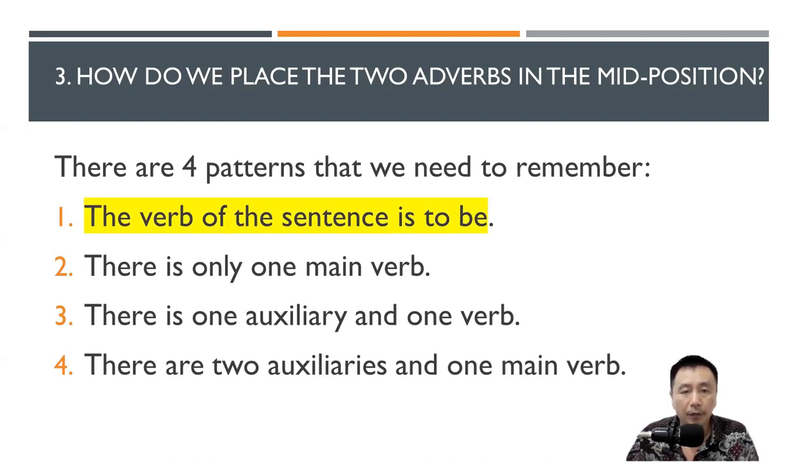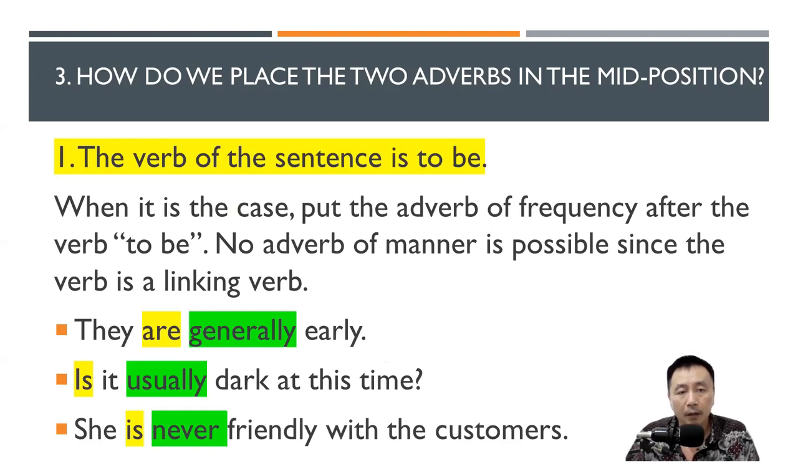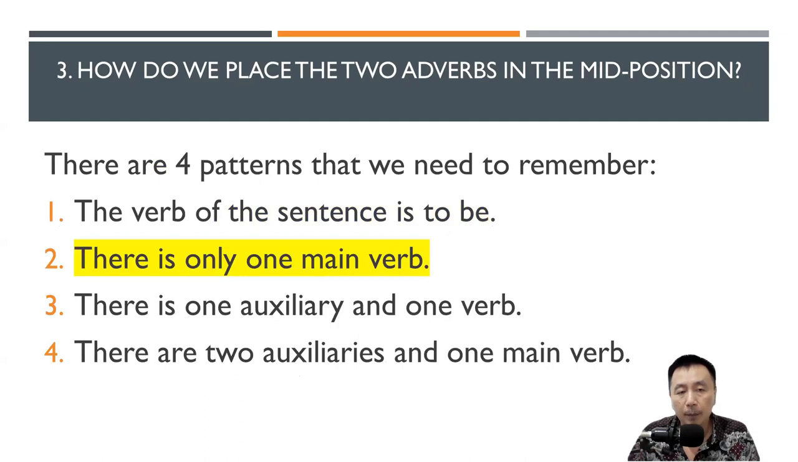Now let's see this one. What about if the verb of the sentence is to be? When the verb of the sentence is to be, you have to put the adverb of frequency after the verb to be. No adverb of manner is possible since the verb is a linking verb. You have these three examples. And then what about the second pattern? There is only one main verb.